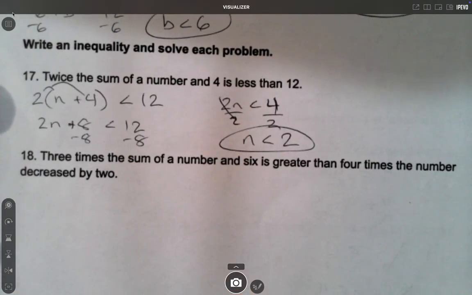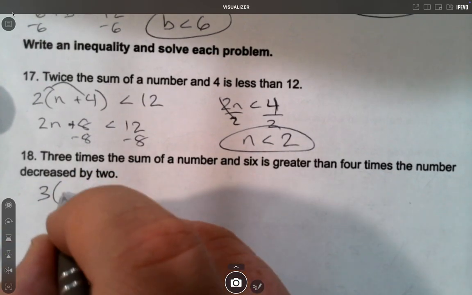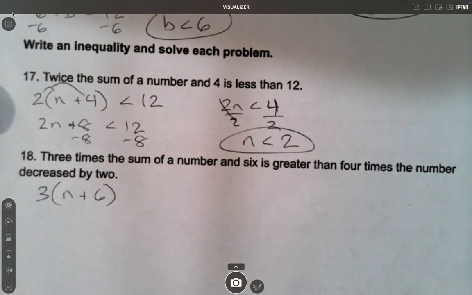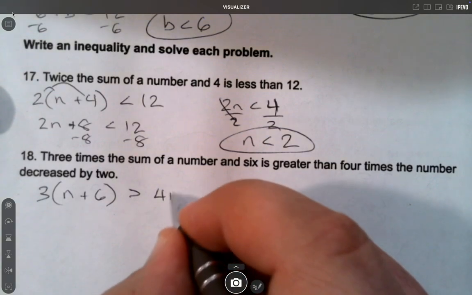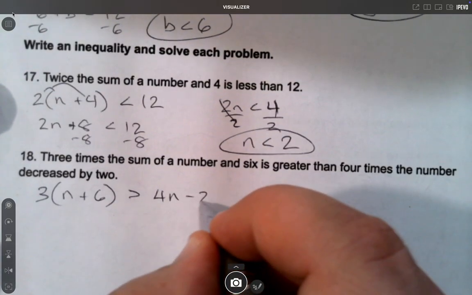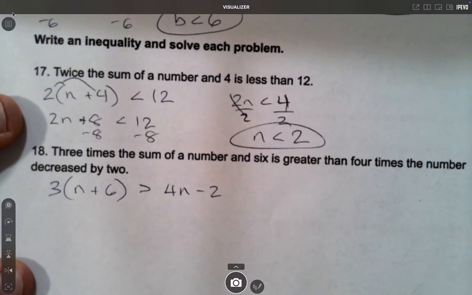Last one, finally. 3 times the sum of a number and 6 is greater than 4 times the number decreased by 2. So I didn't have to do any parentheses on the second half, the right side of the inequality, because it didn't say 4 times the sum or 4 times the difference. It just said 4 times the number. So the 4 only gets applied to the variable. So we need to distribute the 3.